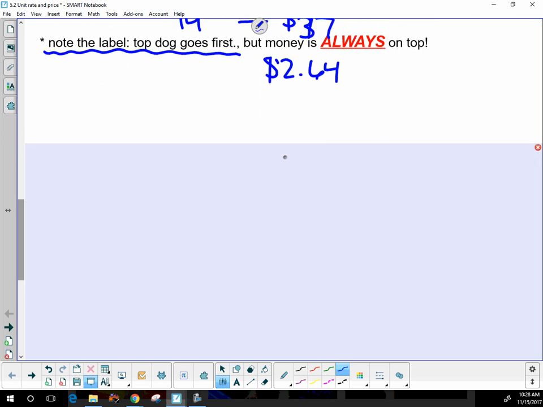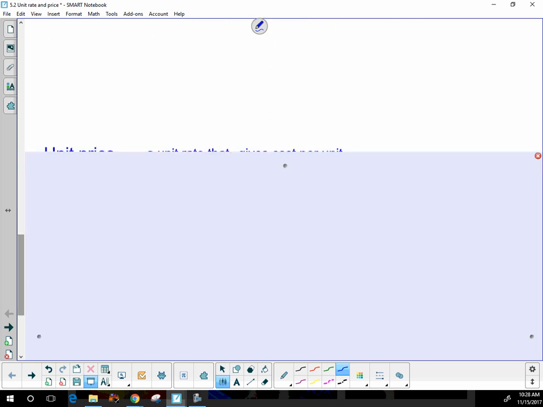And that example brings us to unit price. Unit price is just a unit rate that gives cost, right? A unit rate could be miles per hour or grams of fat per serving, something like that. But unit price always has to do with money, how much it costs per unit.